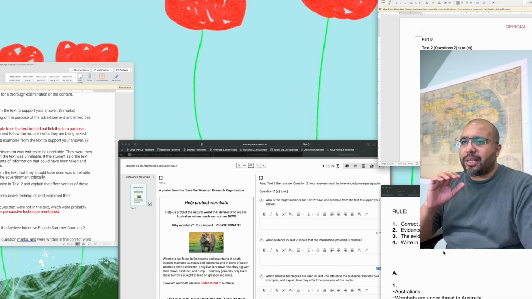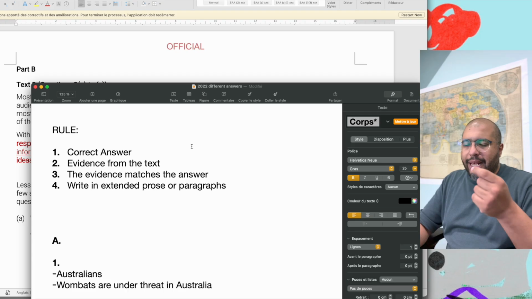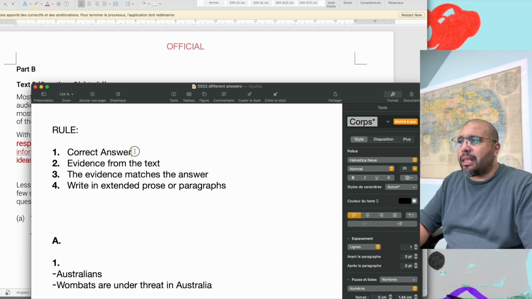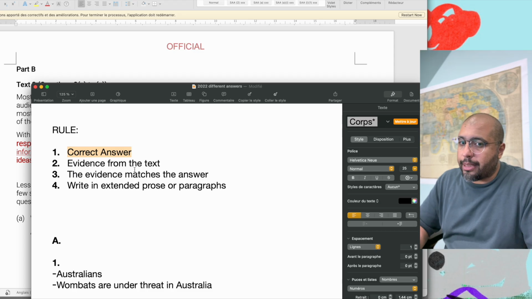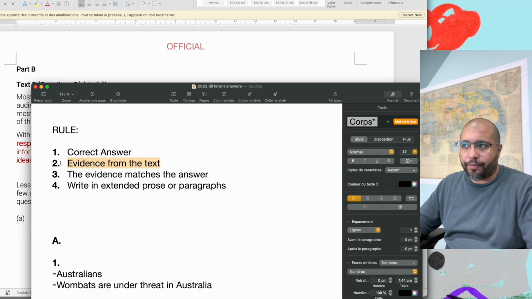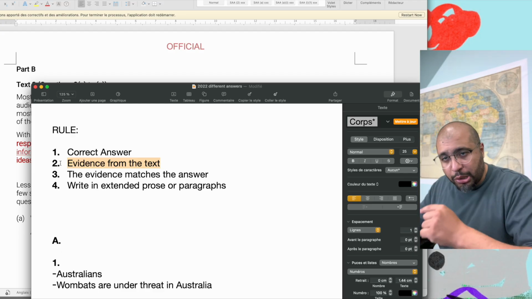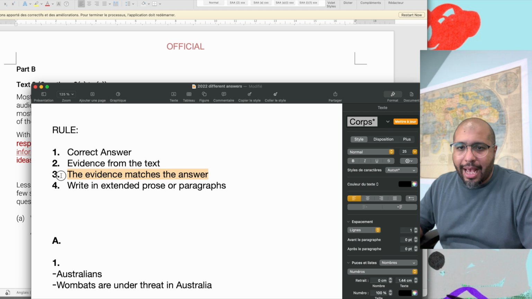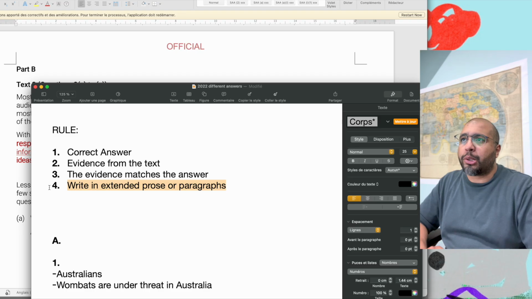So when it comes to this section, in order to achieve a full mark, each response has to satisfy 4 conditions. The first condition is that the answer has to be a correct answer, obviously. And this alone isn't enough, because you also must include evidence from the text. And even if you include some evidence from the text, this is also not enough, because we have to make sure that the evidence matches the answer that we give. And lastly, we have to write in extended prose or paragraphs.